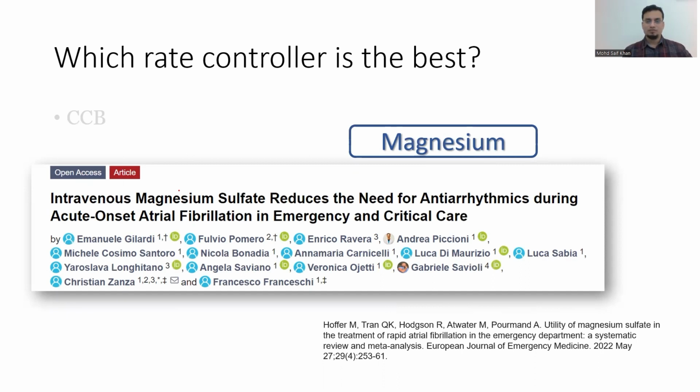In consideration of its high safety profile, magnesium sulfate administration plays a very important role in emergency department patients as per this study. Okay, so yes, magnesium sulfate has a role, especially if you do the magnesium level and you find it less than 0.9 or 0.7, better to give magnesium sulfate. Okay, that will relieve the symptoms and will definitely cardiovert.